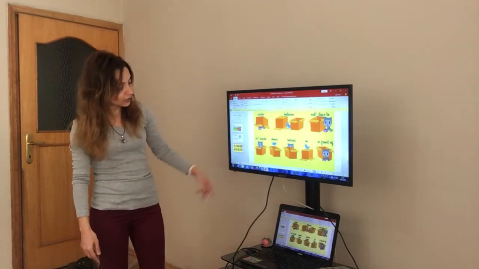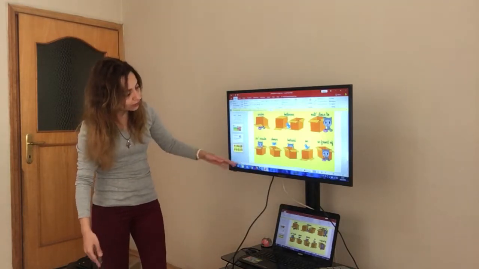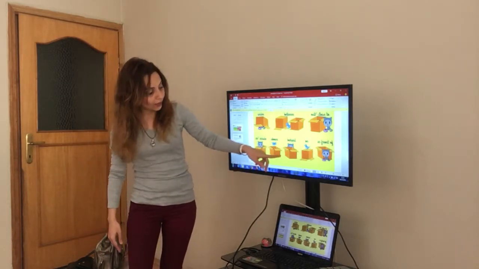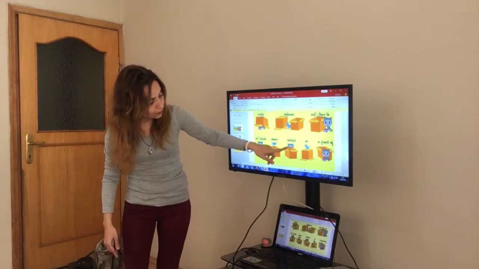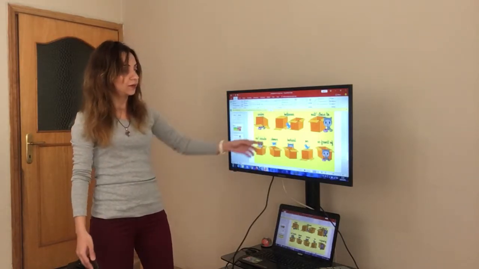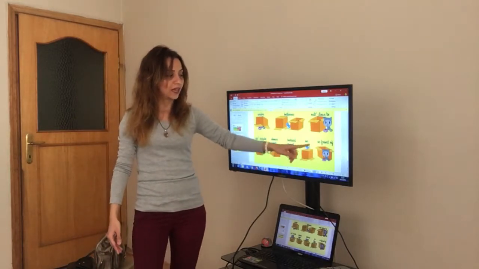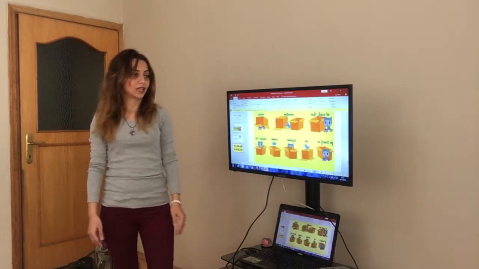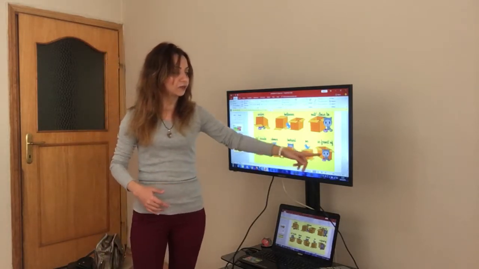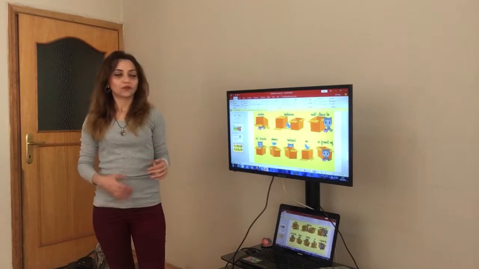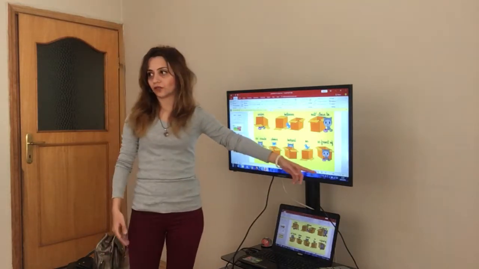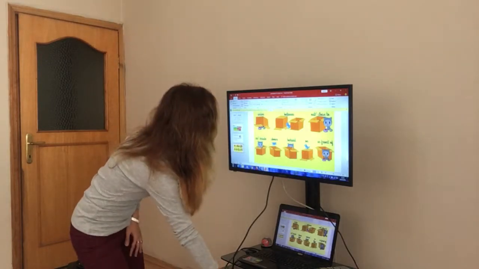Okay, and the next picture shows that the bird is above it. And again, the next picture shows that the cat is behind it and the bird is on the box, and the last picture shows that the cat is in front of it. Behind and in front of are opposite words and opposite prepositions. Behind, in front. Okay, that's all for now.